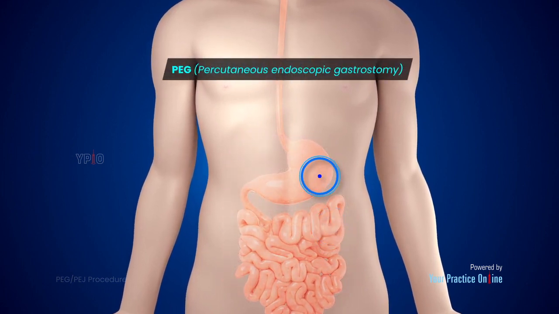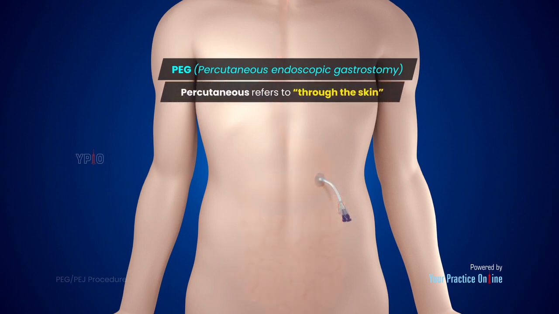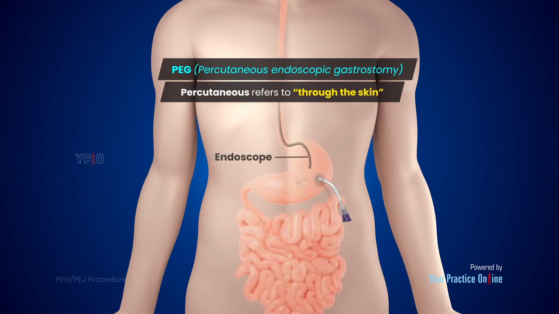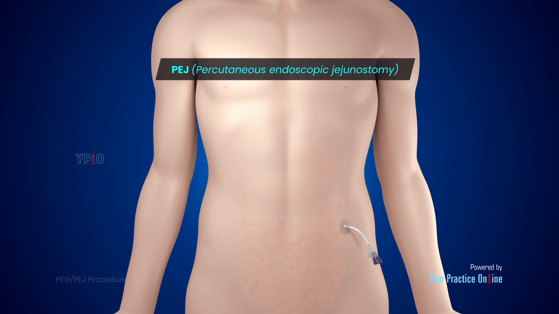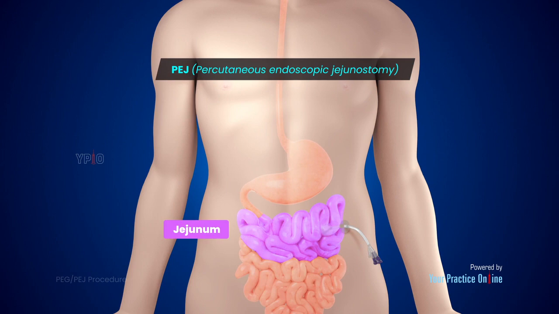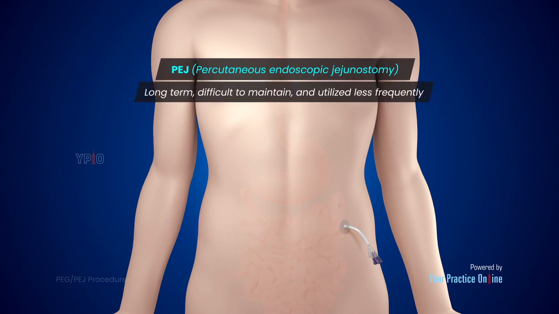A PEG, percutaneous endoscopic gastrostomy, is a surgical technique for inserting a gastrostomy tube in the stomach. The word percutaneous refers to through the skin, and an endoscope is utilized to help place the PEG tube correctly. A PEJ, percutaneous endoscopic jejunostomy procedure, is similar to the PEG procedure, except that the tube is placed into the intestine, jejunum, instead of the stomach. A PEJ is considered long-term, difficult to maintain, and utilized less frequently than a PEG tube.